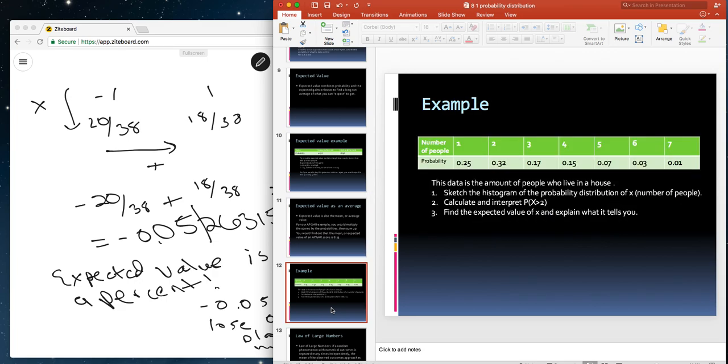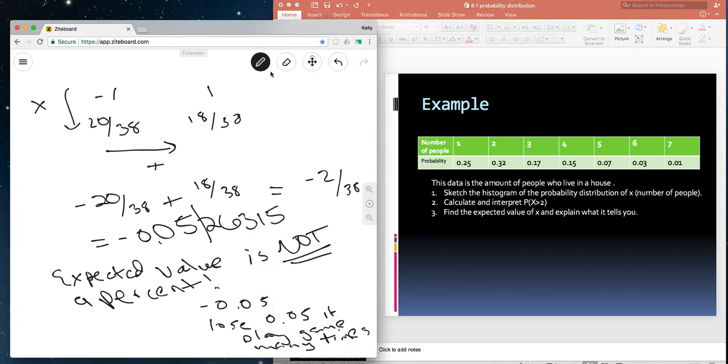Alright, let's do another example. So now this is the number of people who live in a house and the probability of each occurring.